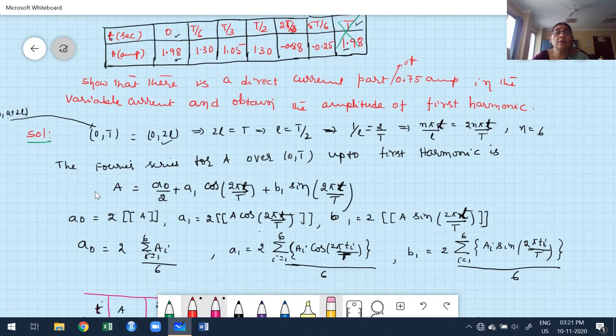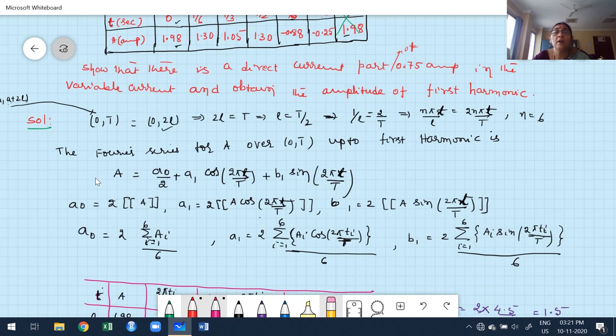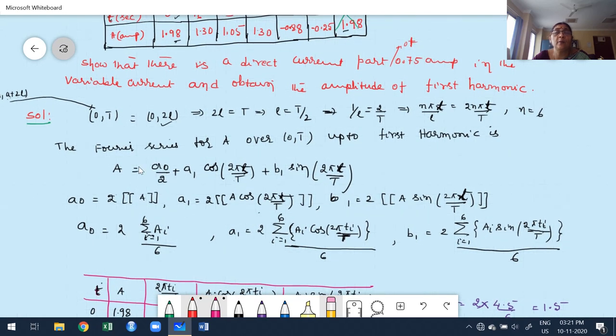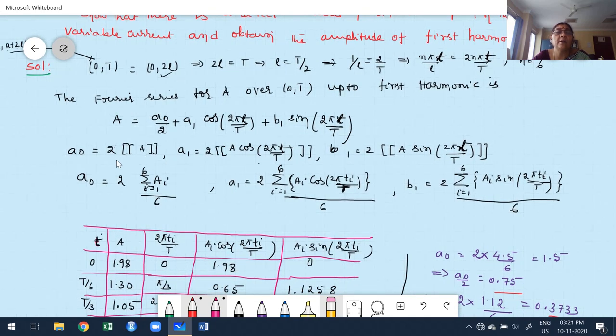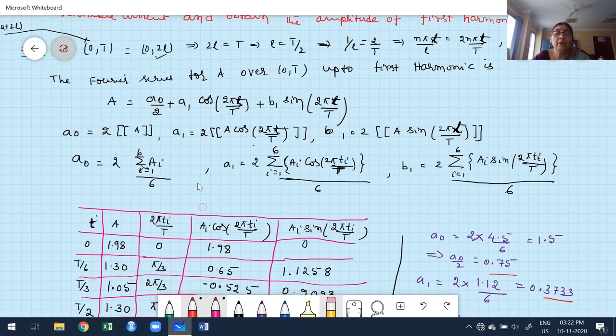Next, construct a Fourier series. Up to the first harmonic I have to write a0/2 plus a1 cos of 2 pi t by T for n equal to 1, and similarly b1 sin of 2 pi t by T. Then you write the formula for that. a0 is nothing but twice the mean of f of x, and then a1 is similar, where I have to replace the terms here and here. Then we get the mean formula.